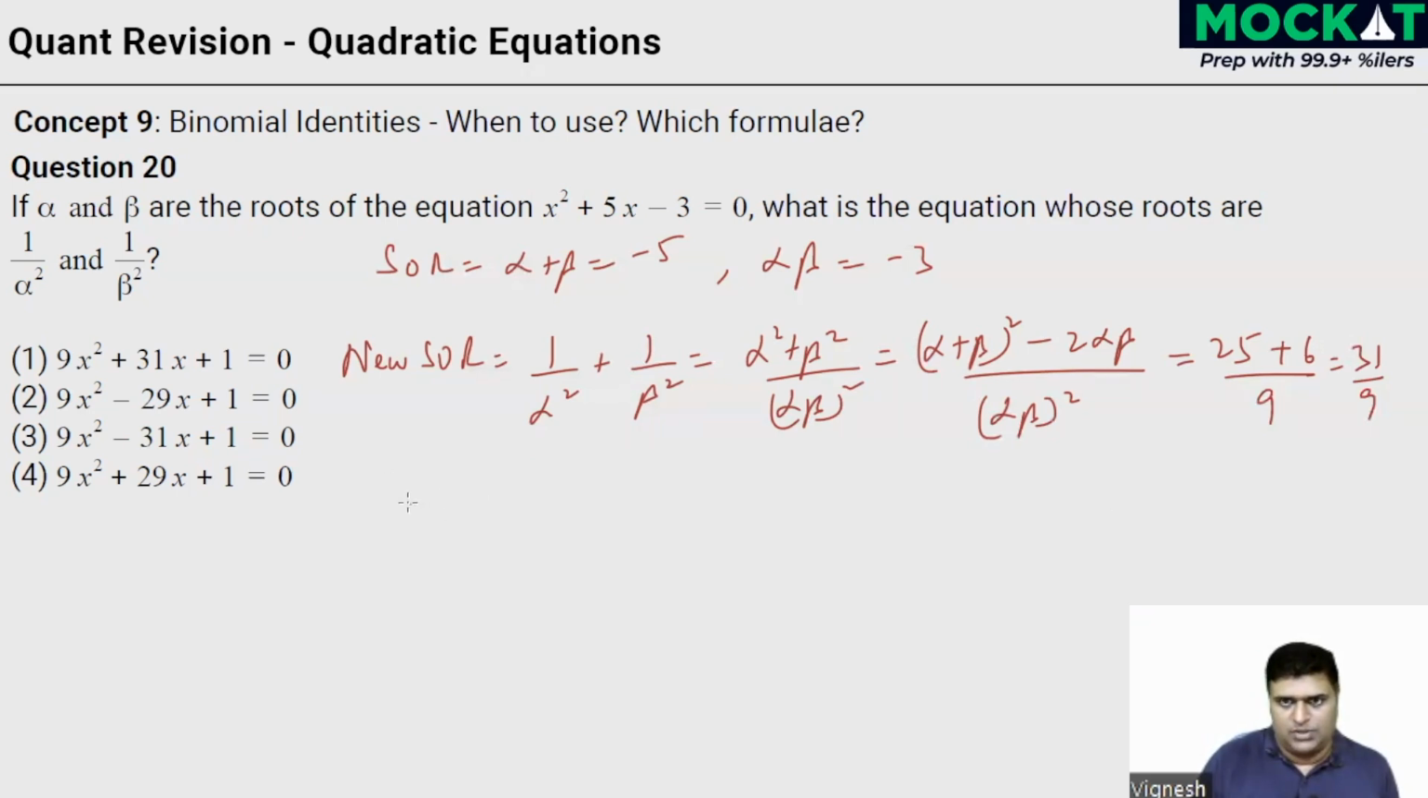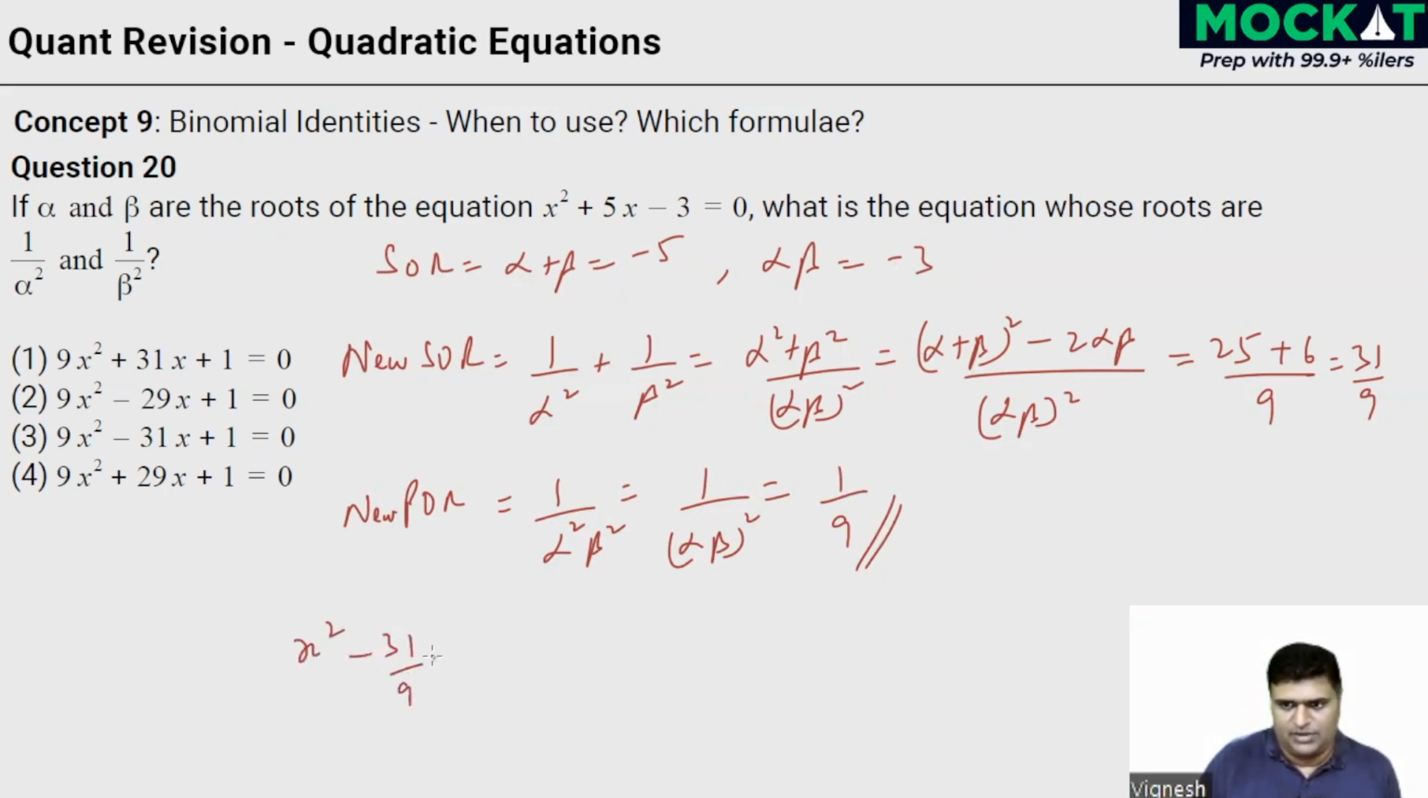Now what about the product of roots? The new product of roots, 1 by alpha square into beta square, which is 1 by alpha beta the whole square. Alpha beta is minus 3, so that's going to give us 1 by 9. That's it. So what's the new equation? X square minus of sum of roots 31 by 9 into x plus product of roots equals 0. Take the LCM and throw the 9 out. We're going to get 9x square minus 31x plus 1 equals 0, and that comes to option 3 over here.